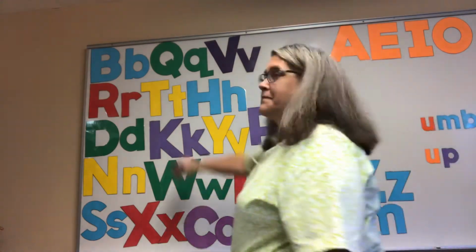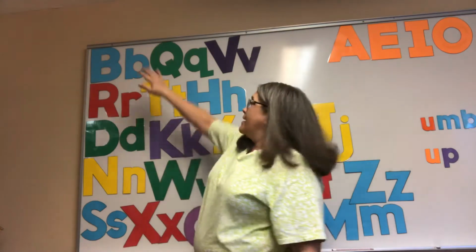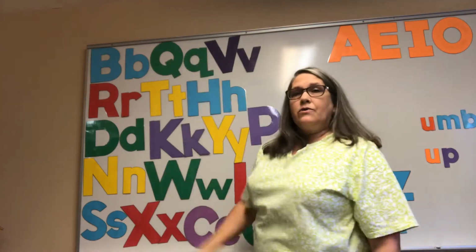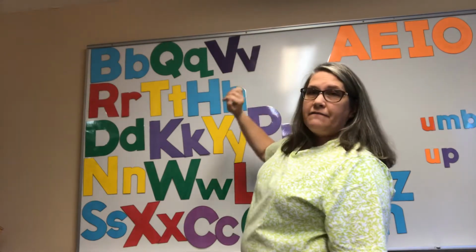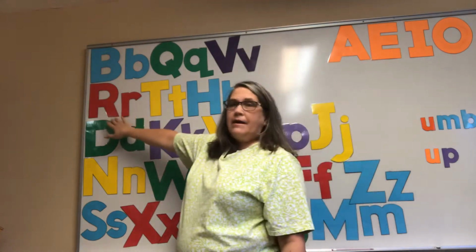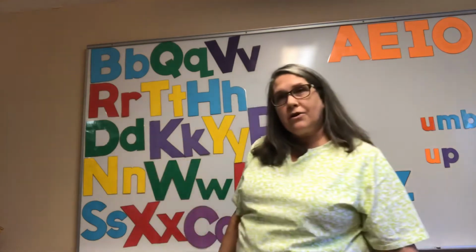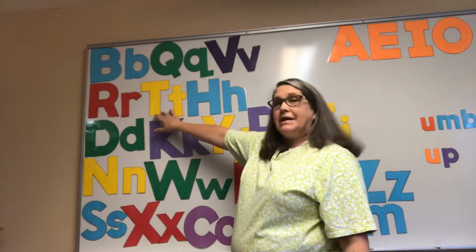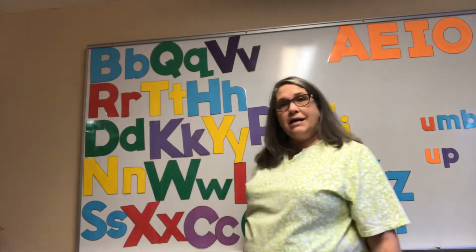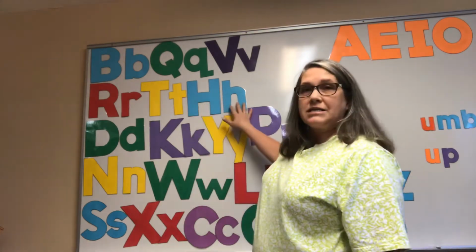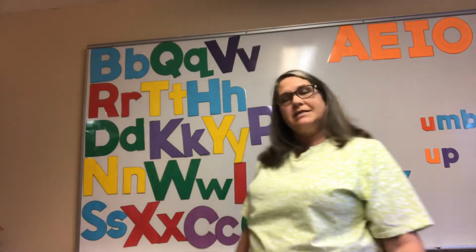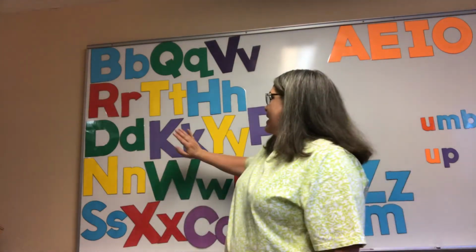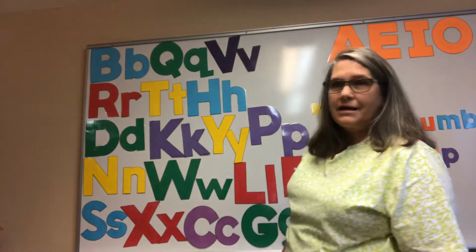So here we go. Big B, little b, ba. Big Q, little q, qua. Big V, little v, va. Big R, little r. Big T, little t, ta. Big H, little h, ha. Big D, little d, da. Big K, little k, ka.